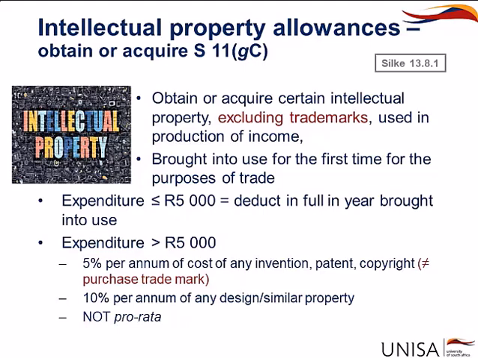It must be used in the production of income, and we must have brought it into use for the first time for the purpose of a trade. If it's less than 5,000, we get the full deduction. More than 5,000, we get 5% per annum on any invention, patent, copyright. Obviously, remember, not a trademark, and 10% on any design or similar property. Remember, we do not apportion this allowance.